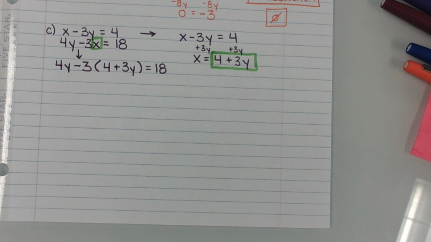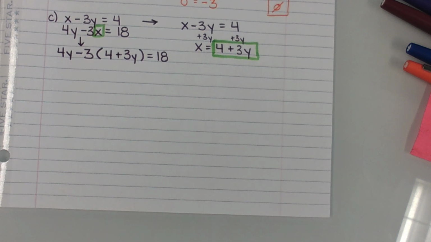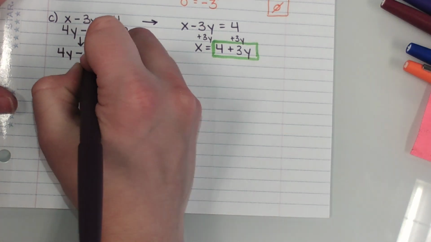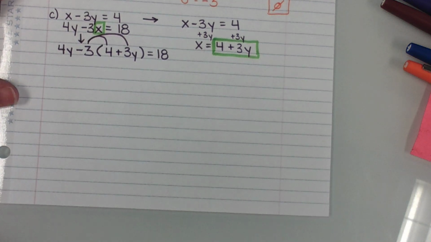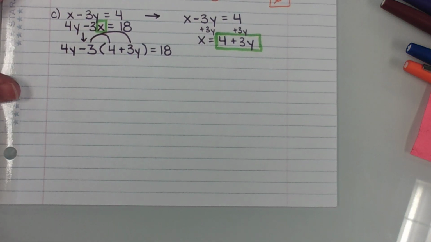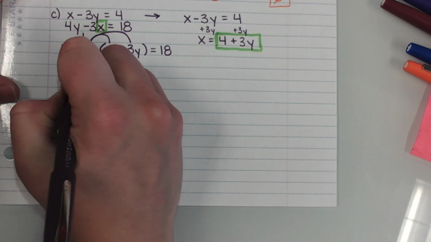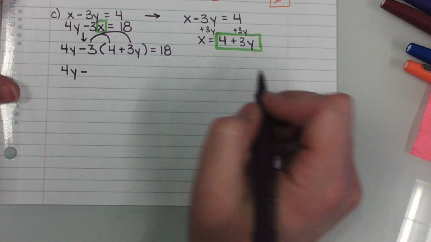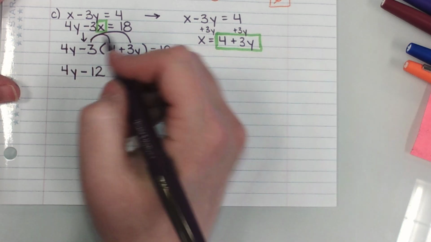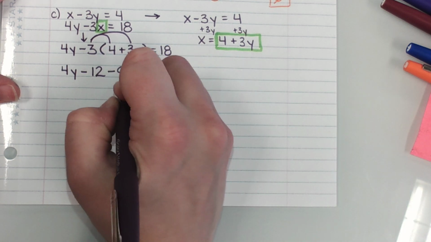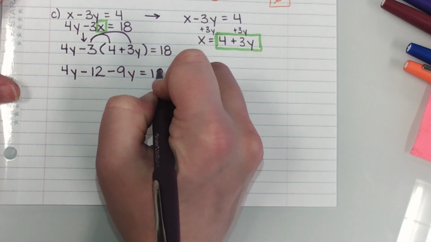Another very common error just comes in solving. I see parentheses with a number in front, I better distribute it. What number am I actually multiplying through though? Negative 3. Keep an eye on positives and negatives. 4y minus negative 3 times 4 is 12. Negative 3 times positive 3y is negative 9y, equal to 18.